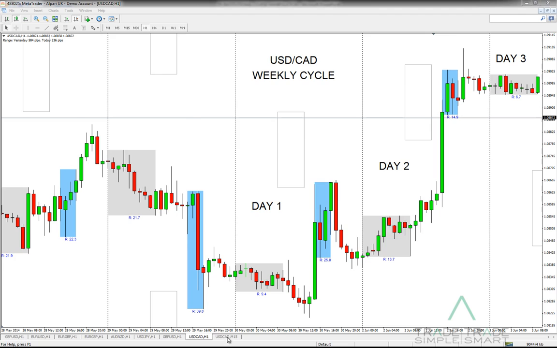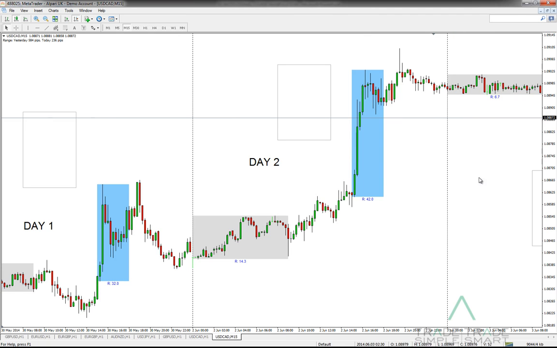So on day three, as the Japanese session closes and we can see this period of accumulation, we'll be calling up our 15-minute chart. And as you can see here, we have day one, day two, and we're now here on day three. So what are we going to do? We're going to look for levels of support or areas where a build-up of orders may exist.